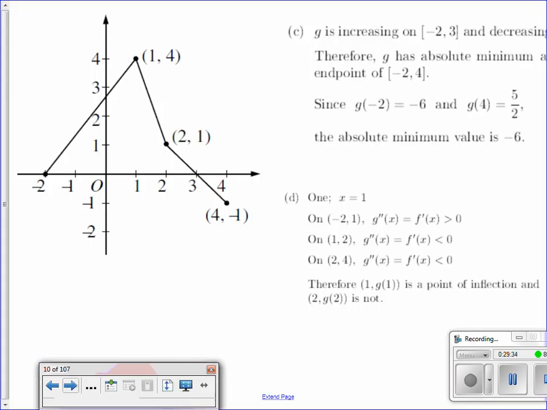Okay, but they say that if you get a wrong answer but you use it correctly in the next part, you're supposed to get credit for the next part. In other words, to find out the absolute min, you're going to have to get G of -2. But we already did that before. We said it was the definite integral from 1 to -2, which turned out to be -6, right?